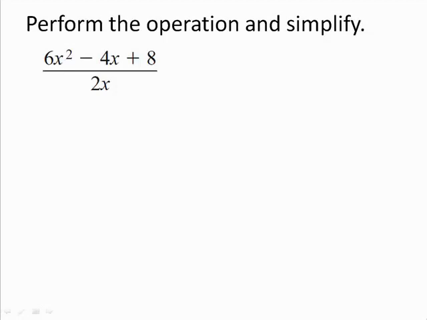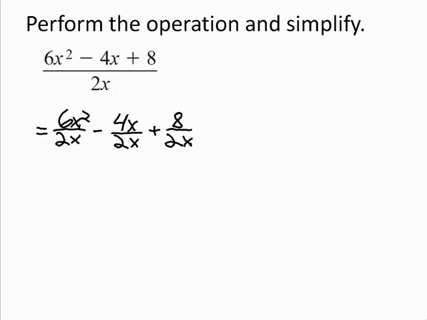Perform the operation and simplify. 6x squared minus 4x plus 8, divided by 2x. Divide each term in the numerator by the denominator. 6x squared divided by 2x minus 4x divided by 2x plus 8 divided by 2x. Factor the terms in the numerators. 6x squared is factored into 2 times 3 times x times x. 4x is factored into 2 times 2 times x, and 8 can be factored into 2 times 4.